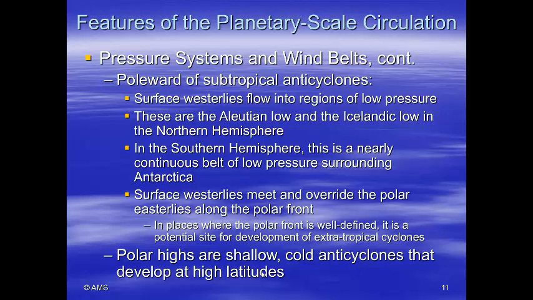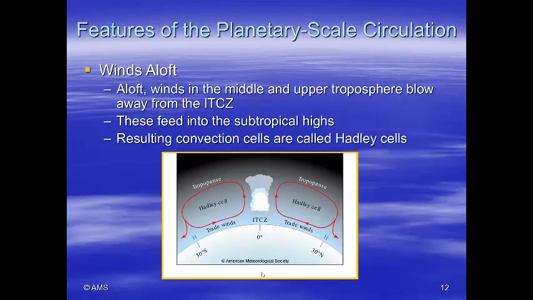So polar highs are shallow, cold anticyclones that develop at high latitudes. As we look at this diagram here, we note that it's a kind of strange view. Here is the equator in the intertropical convergence zone. Here is 30 degrees north and 30 degrees south.